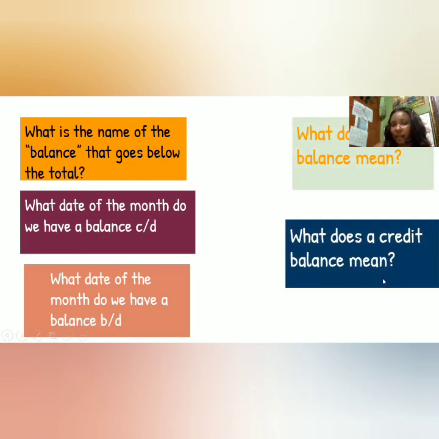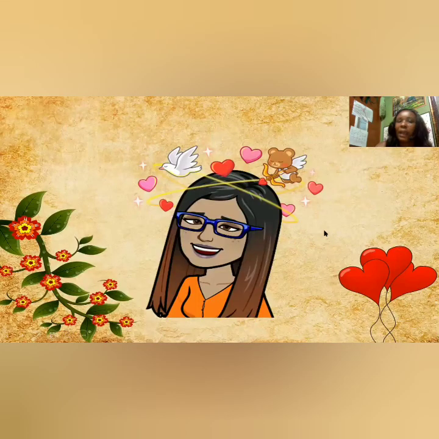What does a credit balance mean? So a credit balance means that the balance brought down, or the balance BD, falls on the credit side of the account. And that means we have that debt to pay. It's a liability for us, so we still owe that amount of money from the business.